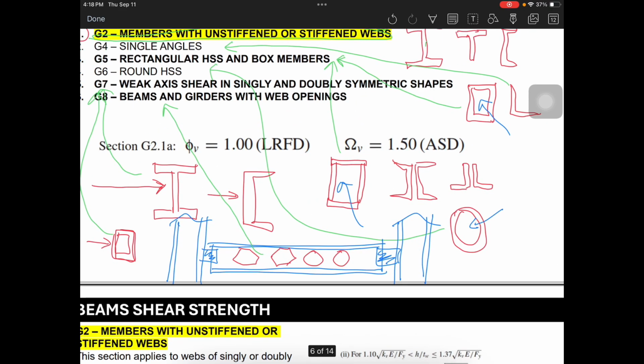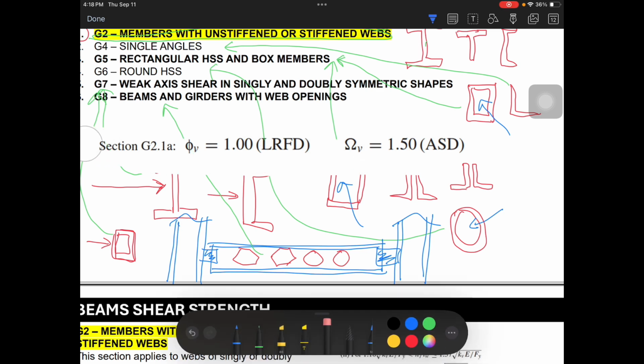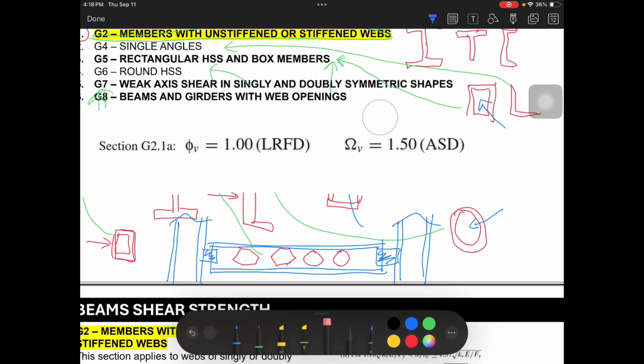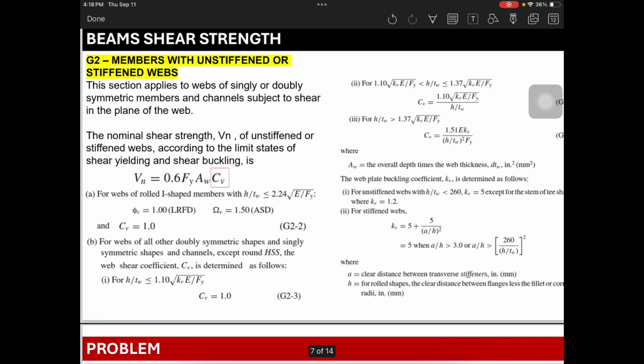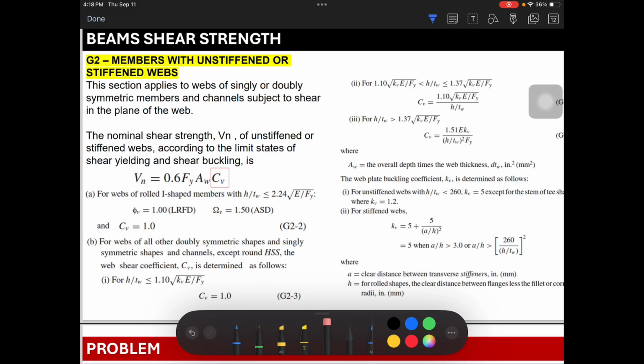So, eto pala yung factors natin. So, for LRFD, it's 1.0. For ASD, 1.5. So, for G2, members with unstiffened or stiffened webs, ano nga ba yung mga nag-fall dyan? It's W shape, syempre. W shape. Or that is I-beam. Ano pa ba? Channel and WT.